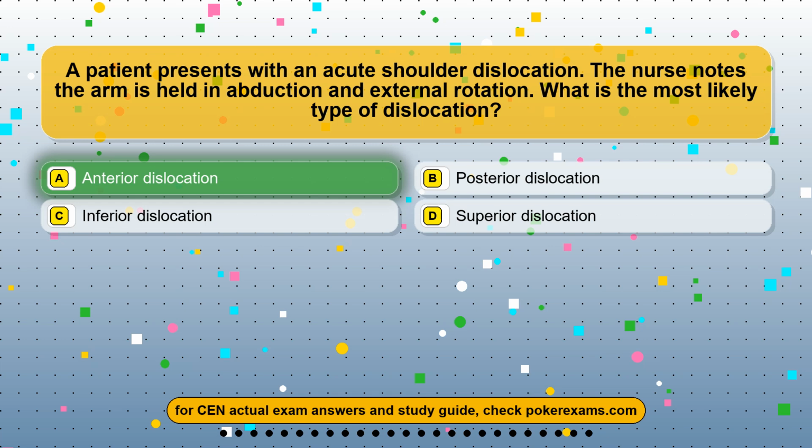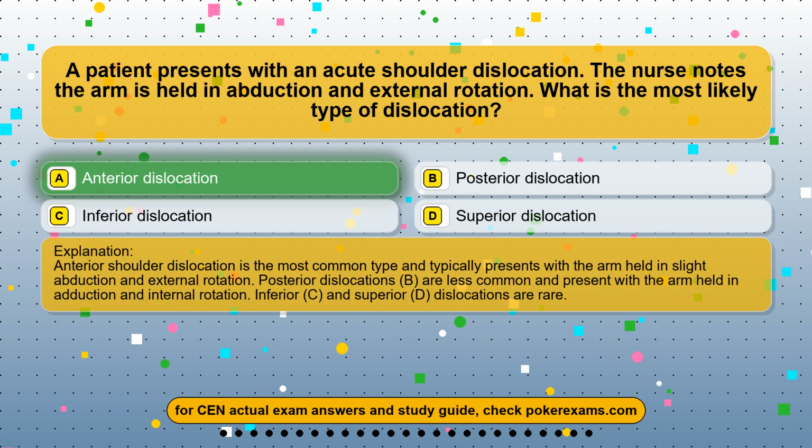The correct answer is option A, anterior dislocation. Anterior shoulder dislocation is the most common type and typically presents with the arm held in slight abduction and external rotation. Posterior dislocations, B, are less common and present with the arm held in adduction and internal rotation. Inferior, C, and superior, D, dislocations are rare.